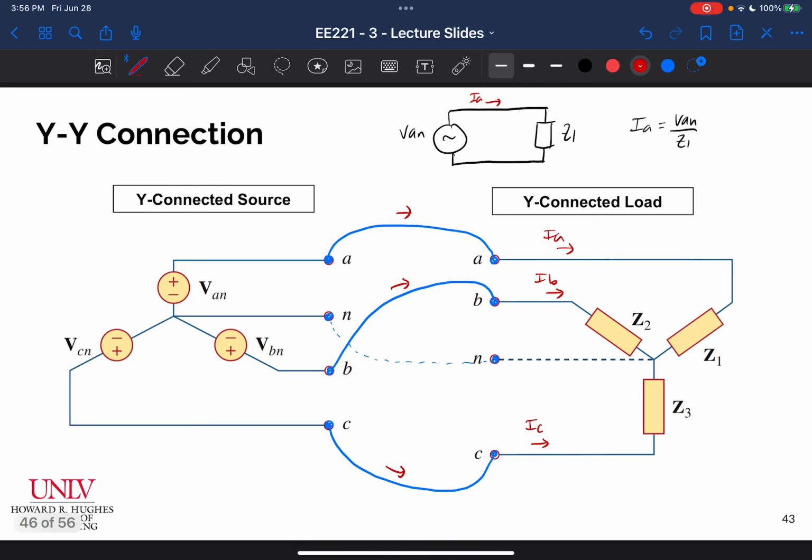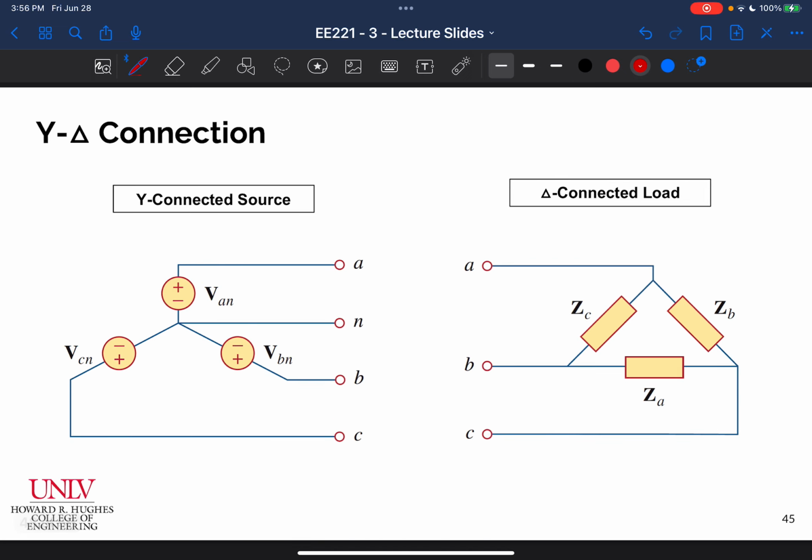Okay, so we've gotten through the YY, we've gotten through the delta delta. Let's take a look at the Y delta. You know, not much is changing.